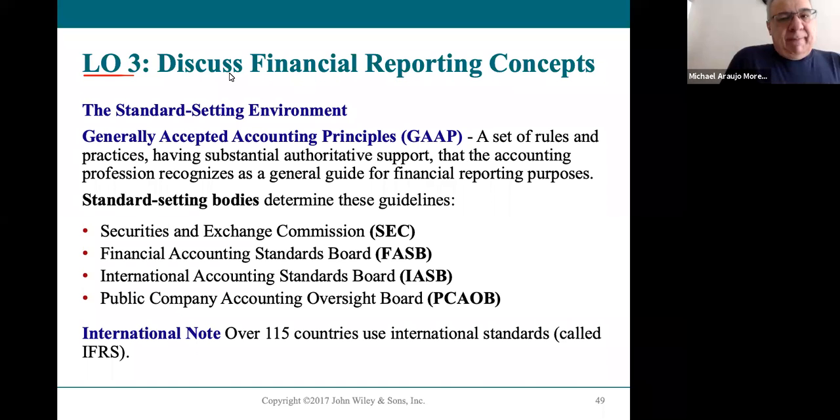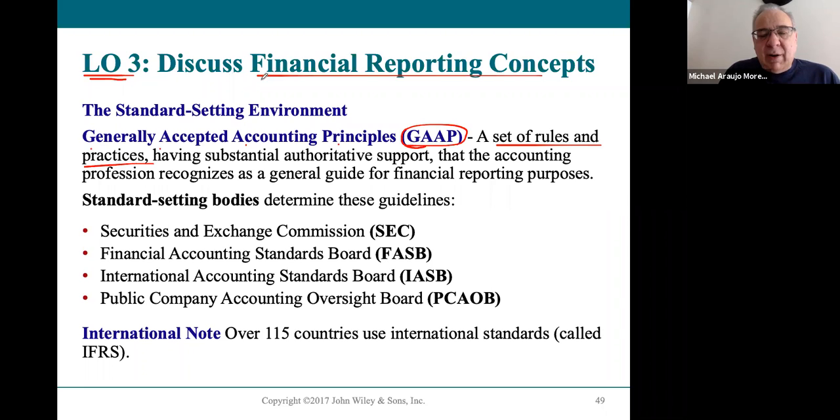Okay, so really briefly here, we're going to be looking at Learning Objective 3, which introduces you to GAAP, Generally Accepted Accounting Principles. This is something that's really important that you need to know. These are the sets of rules and practices that we follow, right? Why are we following it? Because we are doing financial reporting. Your income statement is a financial report. Your balance sheet is a financial report.